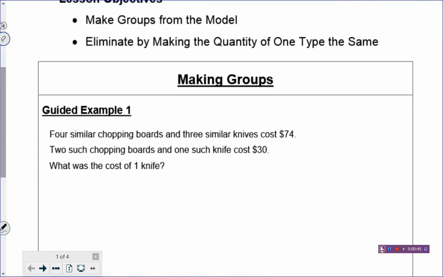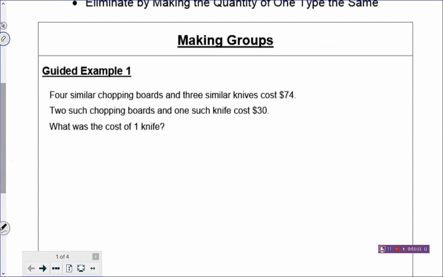So let's look at the first example, and how do we make groups from the model? Now, this method is quite important because later on, when you come to harder questions at P5, you will need to make groups out of your parts and units. So there will be a model that is called parts and units model, and you have to identify the groups in the parts and units model, and then use the groups to solve the problem as well. But let's look at a simple problem first, and how do we make groups out of this model?